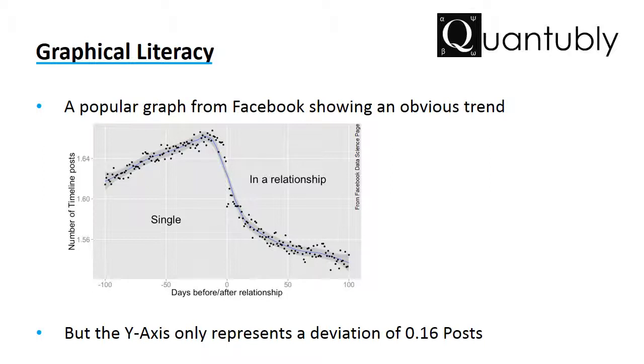Line graphs, interesting. Make sure you understand your axes. Here, Facebook is showing that they can understand when someone's going to go into a relationship by the number of posts they make, and they show a very distinct difference and very distinct drop in the number of posts. But that drop is actually only 0.16 posts. It affects 16% of a post. That to me doesn't seem like a significant amount, yet the graph suggests it is.